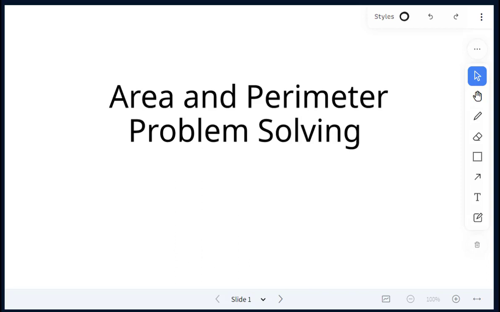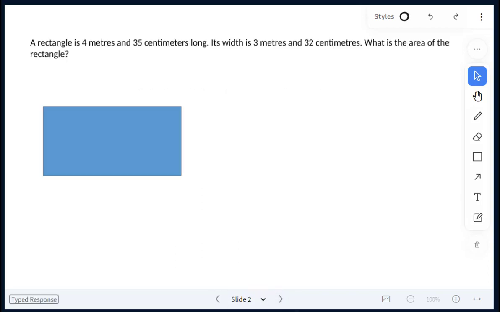Okay, so today's class we are looking at area and perimeter and problem solving. Here is our first example. A rectangle is 4 meters and 35 centimeters long, and then its width is 3 meters and 32 centimeters long. What is the area of this rectangle?